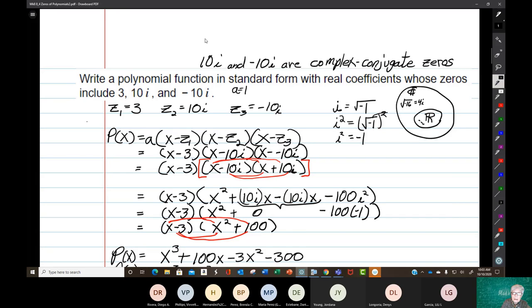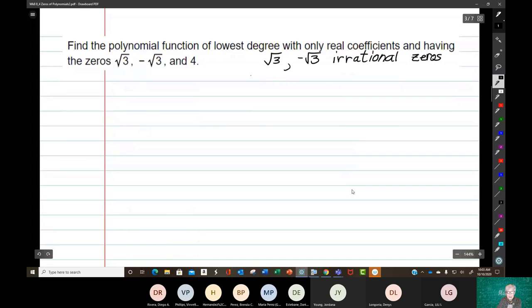Three is a rational zero. We like rational numbers. We don't much like complex conjugate or irrational numbers. So this is a rational zero. Important to know the names though, so that you know what you're doing. Here, these are irrational zeros. They're real numbers. They're on the x-axis, but they're irrational. On the other hand, 4 is a rational zero.